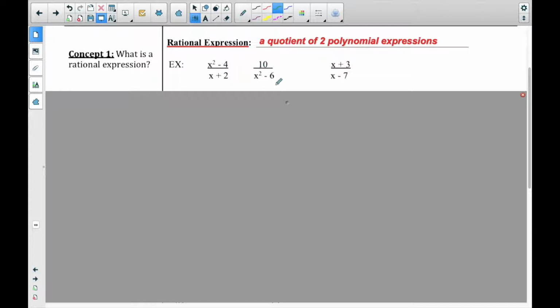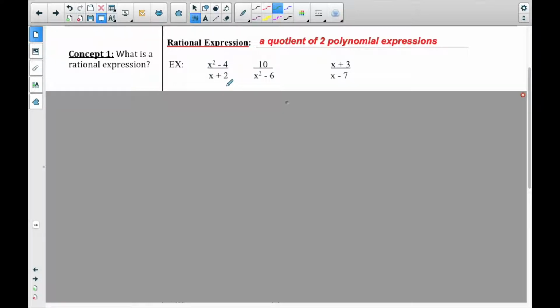This middle example, similar deal. Could we take the 10 and the 6 and say, well, 2 goes into 10 5 times and 2 goes into 6 3 times, and so that would reduce down, and our answer would be 5 over x squared minus 3? Is that how it works? No, that's not how it works. We cannot simplify those.